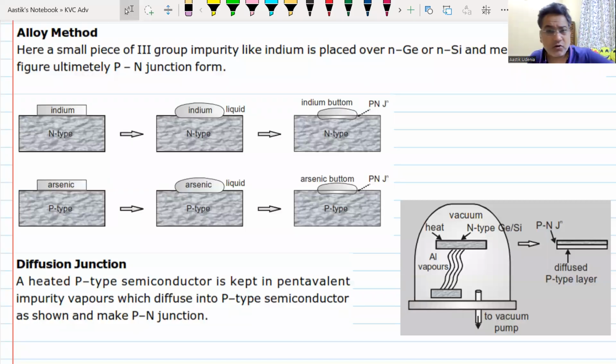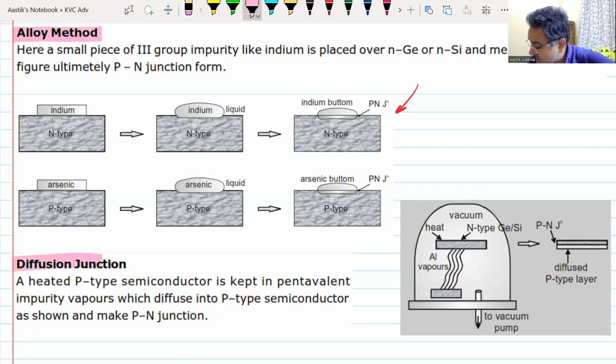Then the next thing is how we actually make a PN junction. This is just basic theory, may not come in exam. You must just know for your common knowledge that there are two methods of creating a PN junction diode. One is known as the alloy method. In this alloy method, the impurity is placed over the silicon or germanium crystal and it is melted. This is how it is made. This is known as the alloy method.